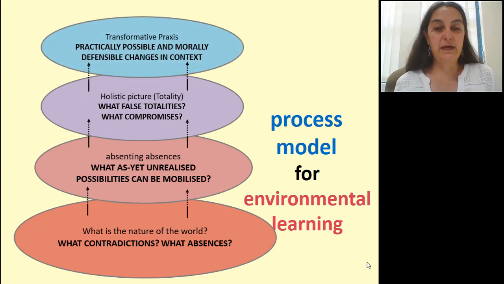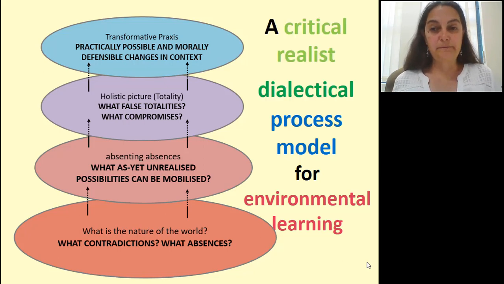And finally, once we have gone through these different levels, then we can consider transformative praxis. And that is looking for practically possible and morally defensible changes in a particular context. Any particular practice or change needs to be considered with all of these underlying layers, as well as for the specific context, the particular time and space in which we will be trying these out. So a reminder, it's a process model, it's a dialectical process model, and it's a critical realist process model.